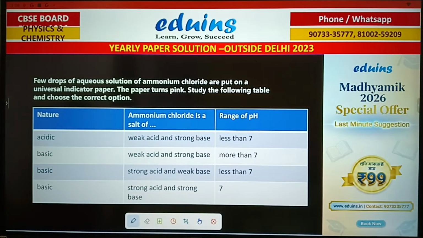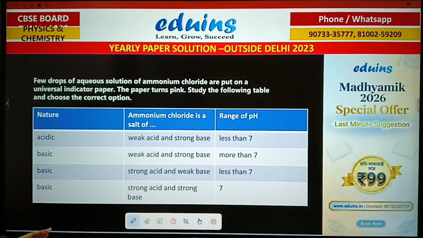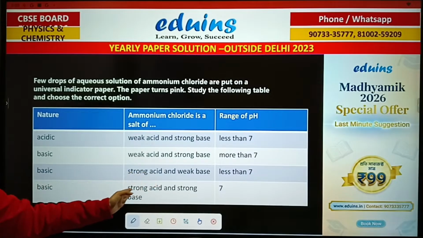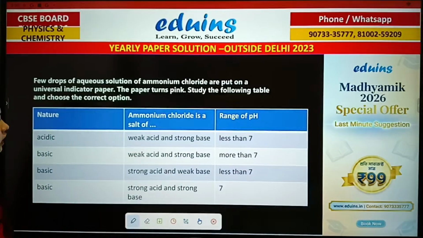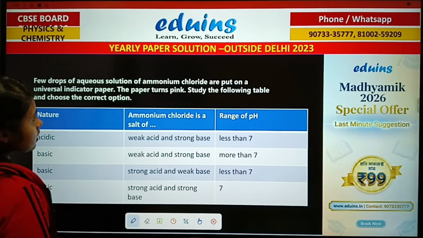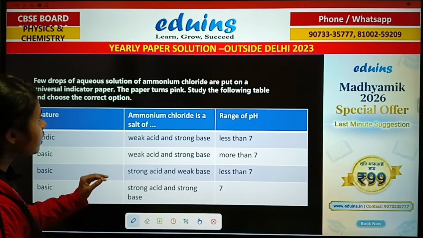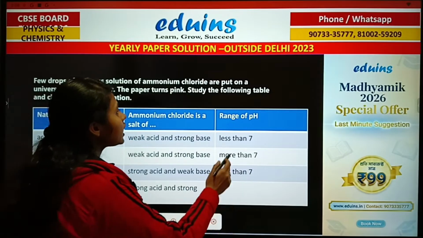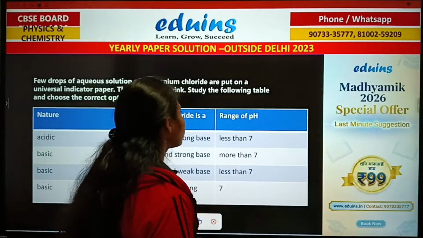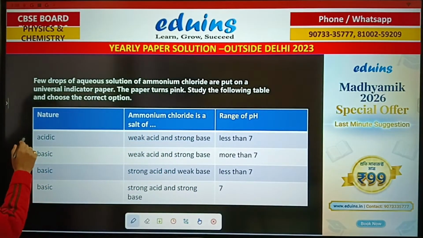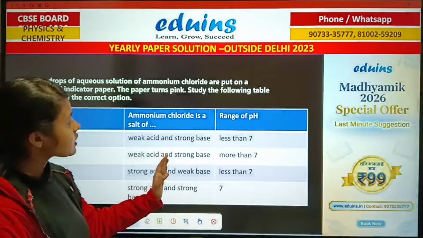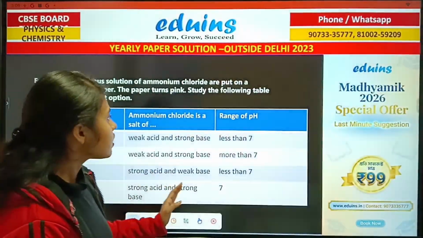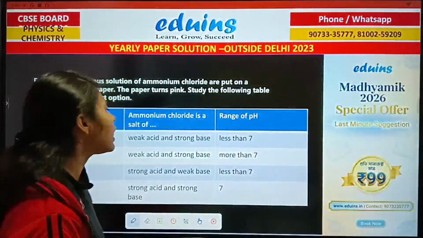weak acid and strong base, or strong acid and weak base, or strong acid and strong base. So we have to study all of them. Option A: this nature is acidic, weak acid and strong base are the reactants that produce ammonium chloride, and the range of pH is less than 7. And option B is basic nature. Weak acid and strong base are the reactants, and the range of pH is more than 7.